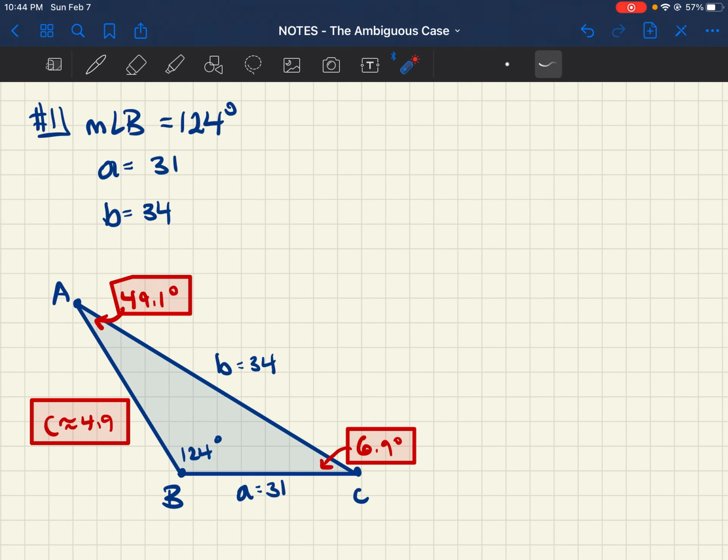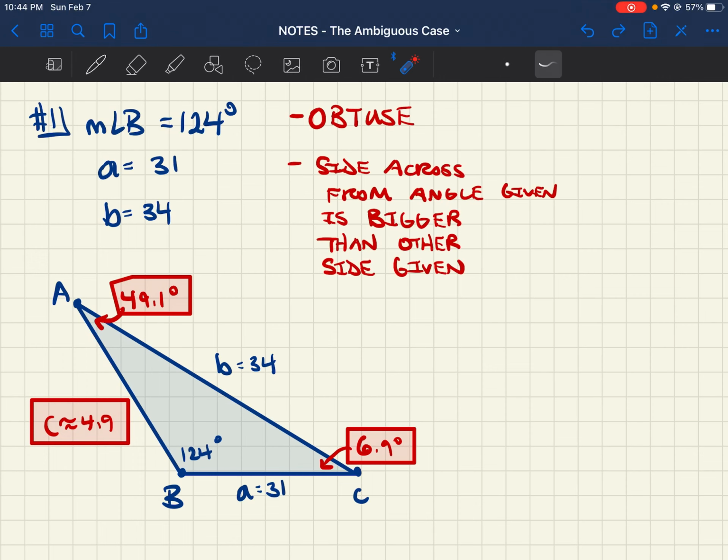We're given the measure of angle B is 124 degrees, we're given A is 31, and we're given that B is 34. So first thing that we want to notice is that this given angle, angle B, is an obtuse angle. Now, notice that across from the angle that we're given, we have 34, and 34 is bigger than the side that's not across from the given angle.